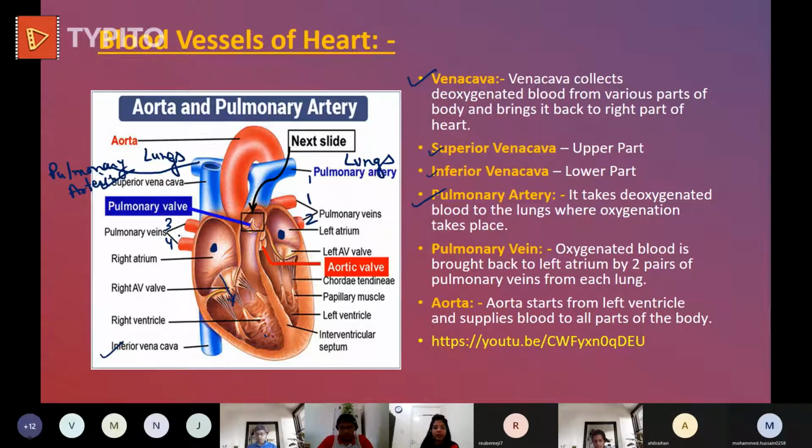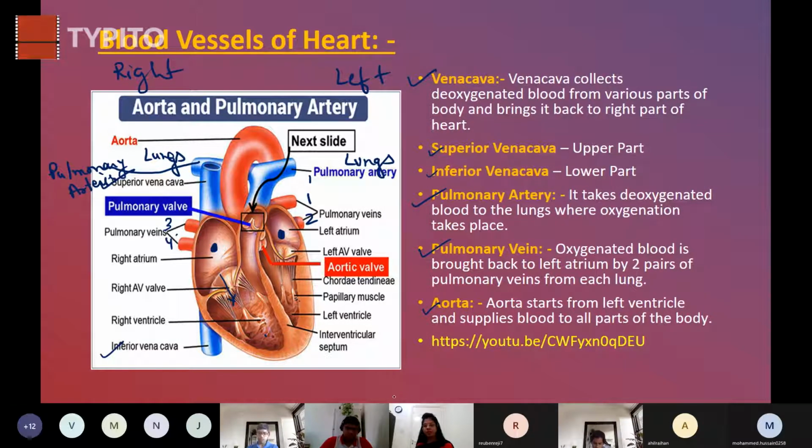Two of them come from the right lung and two come from the left lung. So the pulmonary veins give the oxygenated blood to the left atrium. Then the oxygenated blood will come to the left ventricle, and from the left ventricle the oxygenated blood will go to all parts of the body through the aorta.